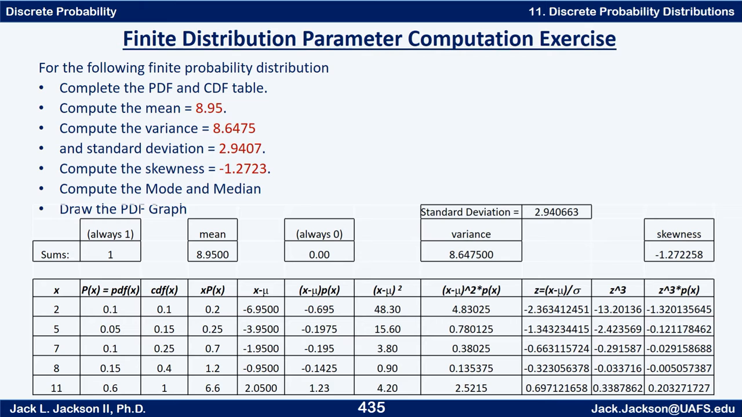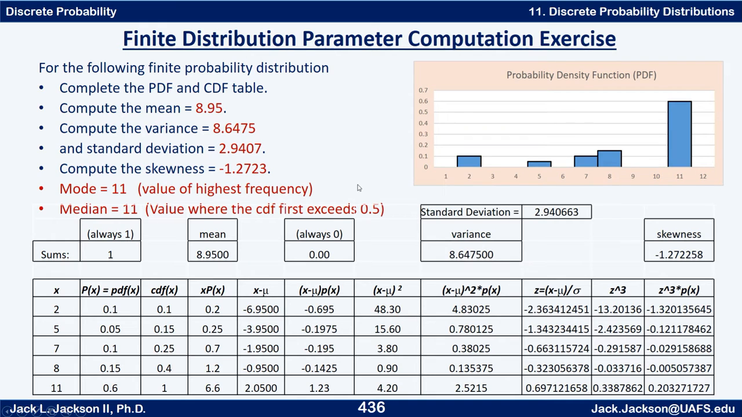So the final thing I'd like to ask you to do is to go ahead and make a PDF graph of this. And there it is. We can also see the mode very easily there. We could also talk about the median. So if we look at the CDF, the first one that goes 0.5 or bigger, that's the median, which in this case the 11 is not only the maximum, it's the median as well.